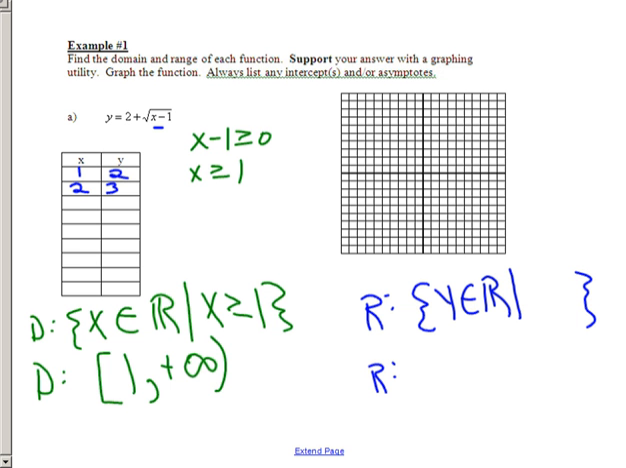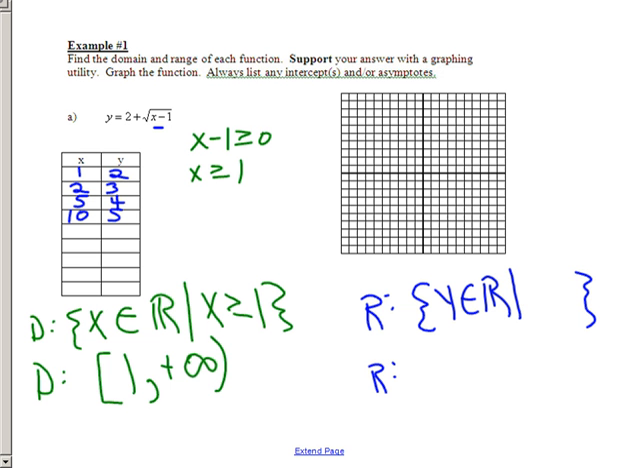But 3 is not a good number. Now we get the square root of 2 here. 4 is not. 5 is a good number, because 5 minus 1 is 4, and the square root of 4 is 2, and 2 plus 2 is 4 for the output. 6 is not good. 7, 8, 9, 10 would be the next good number, because 10 minus 1 is 9. The square root of 9 is 3. 3 and 2 is 5. 4 points is plenty to get a nice picture of a square root function.